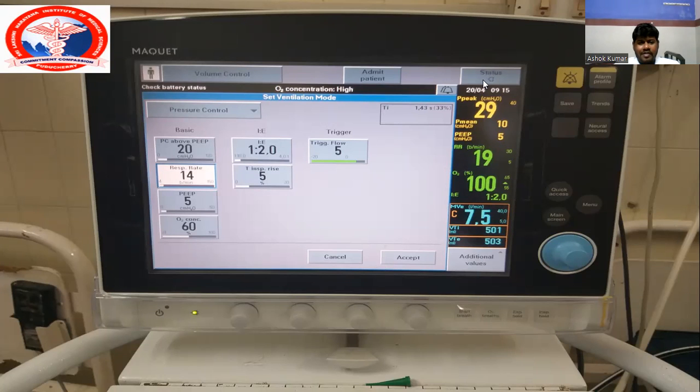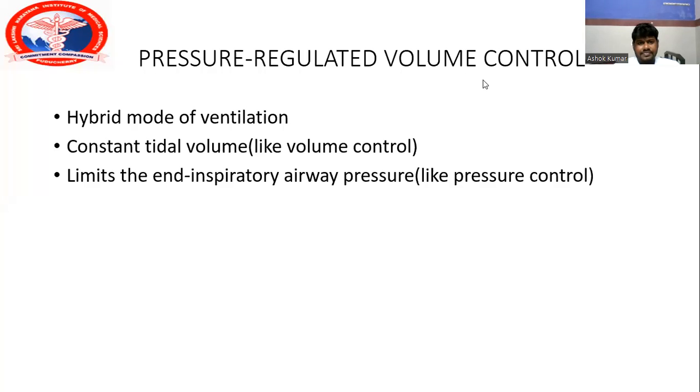Then FiO2, we set about 21%. Then next will be the inspiration as well as expiration ratio. We keep around 1:2. Then the inspiratory rate as well as trigger. Once the parameters are set, we click the accept button, then proceed to the ventilation.